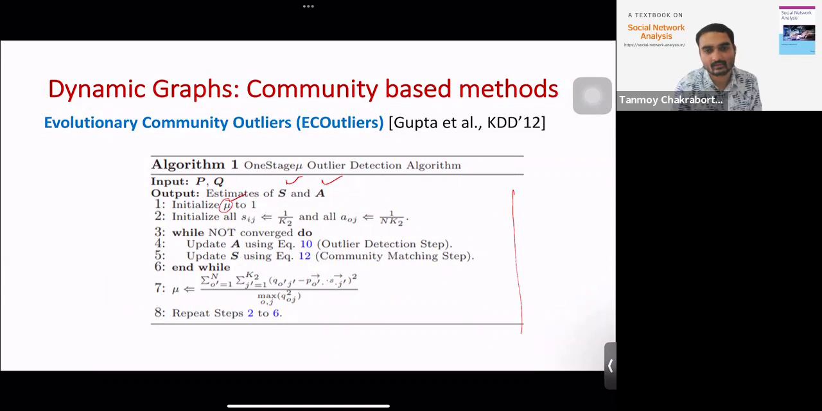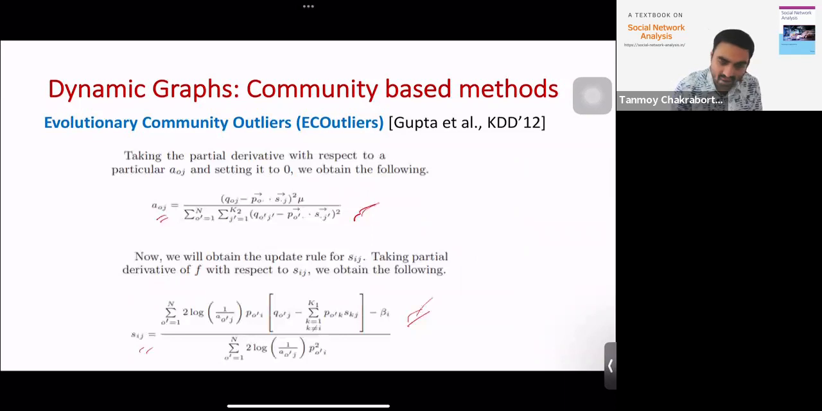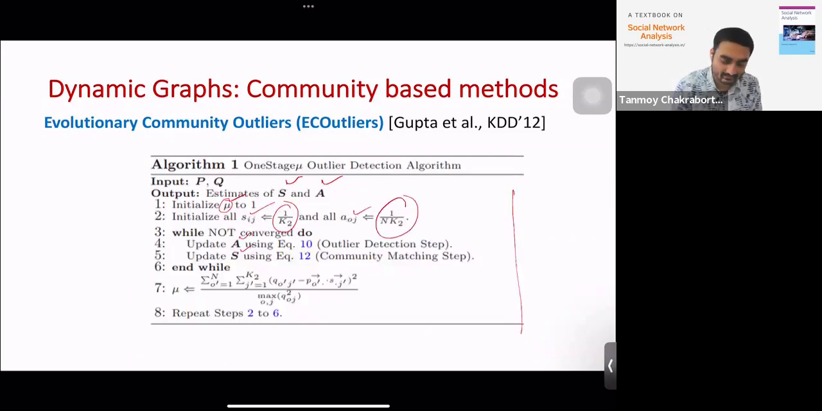Now let's assume that you have only one outlier. Okay, so the sum of this is 1. Then you also initialize Sij and Aoj. Sij can be 1 by K1, Aoj can be 1 by Nk2. These are just uniform sampling, uniform assignment. Then you update A and S based on these two equations until convergence, right? Once you get convergence, then you update mu.